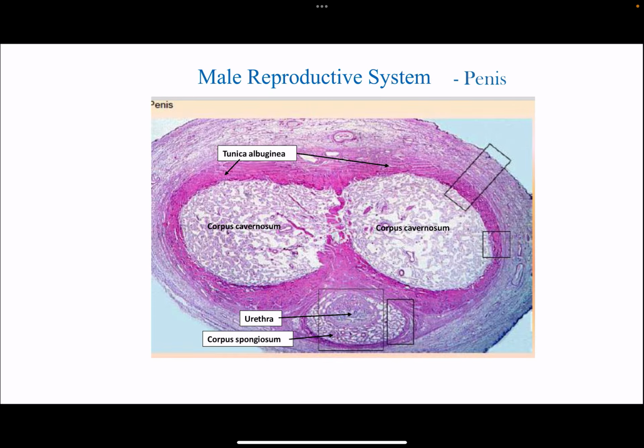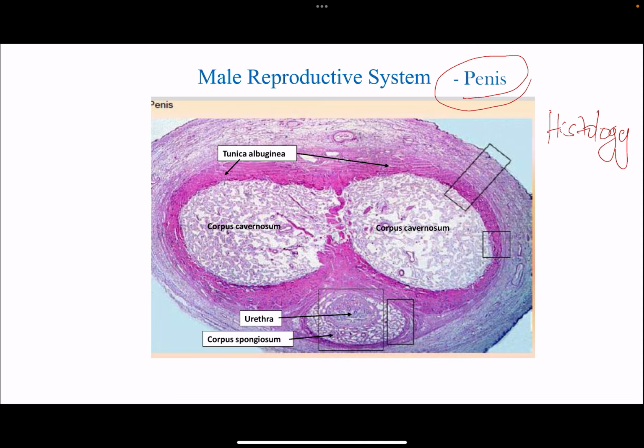Now we can move to the male reproductive system, histology of the penis. On the histological slide, histology is what? The study of tissues. So there are three erectile tissues we're going to go over. This is a cross section of the penis.